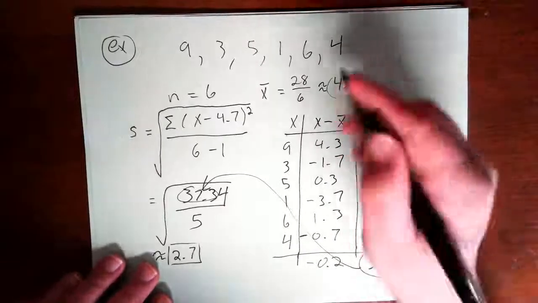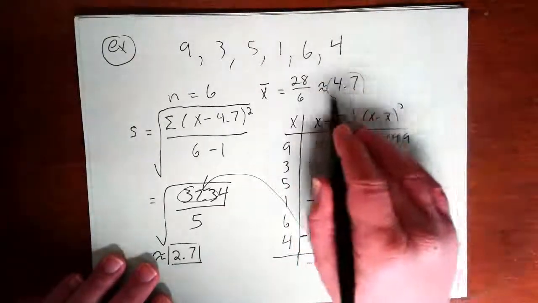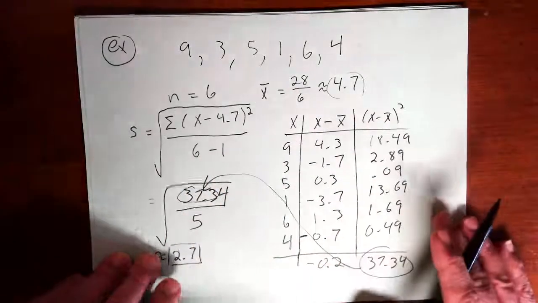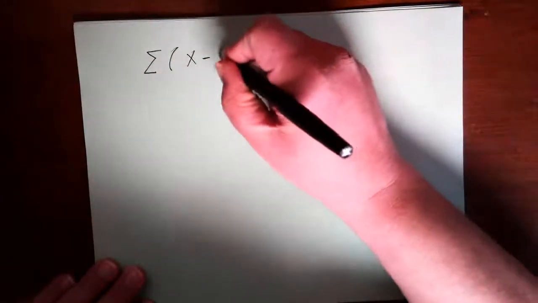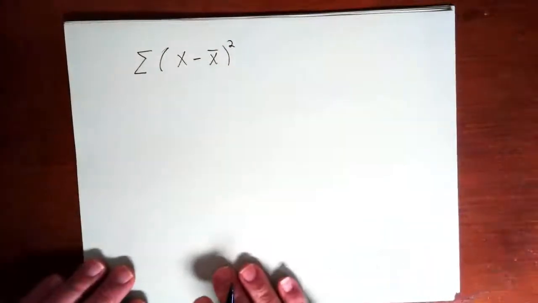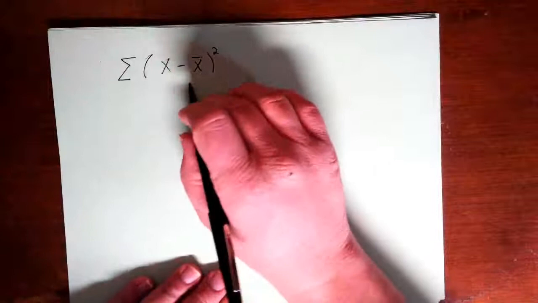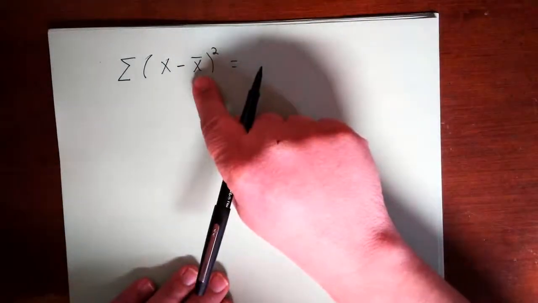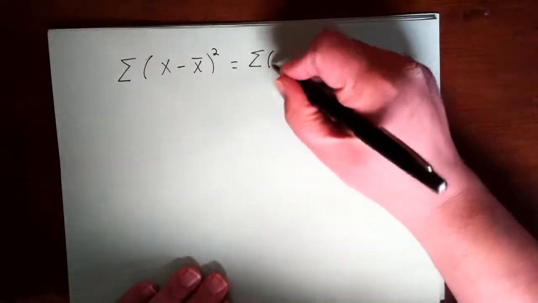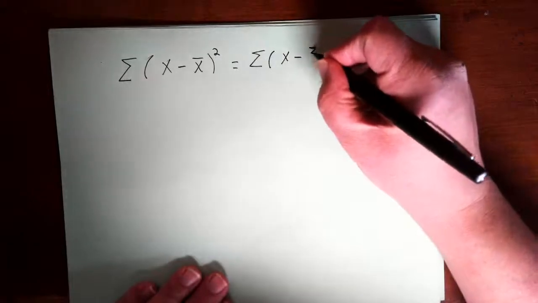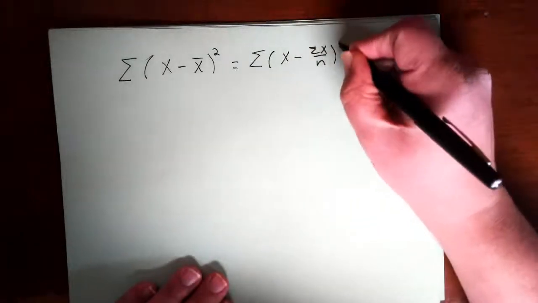So basically what the mathematicians did here is they realized, okay, this mean here I had to round, and then I'm doing this sum over and over again. And so what they did is they took that sum, which is x minus x bar quantity squared, and they said, let's do some algebra on this. And so the x bar is the mean, right? So that would actually be x minus, the mean is the sum of x over n, quantity squared.